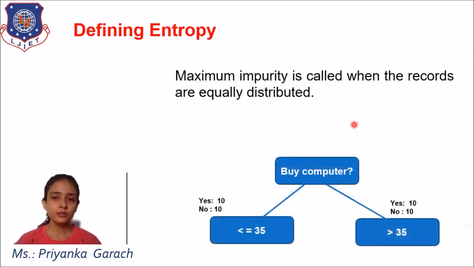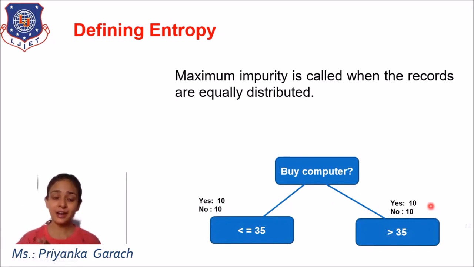The maximum impurity occurs when the records are equally distributed. So when the maximum impurity is there, you can see here whether a person can buy a computer or not. With age less than or equal to 35, from my data set, there are 10 people buying the computer, and there are also 10 records of people not buying. For greater than 35, 10 persons are buying and 10 persons are not buying.